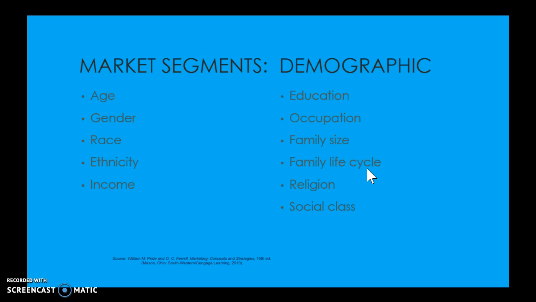So that may or may not somewhat correlate with age. In the United States, those have certainly become fairly decoupled. I mean, I know women who have had their first children at 18 and others who have had their first child at 43. So there's quite a range now in terms of family life cycle. What about religion? Could you segment based on religion? And then last, of course, is social class.